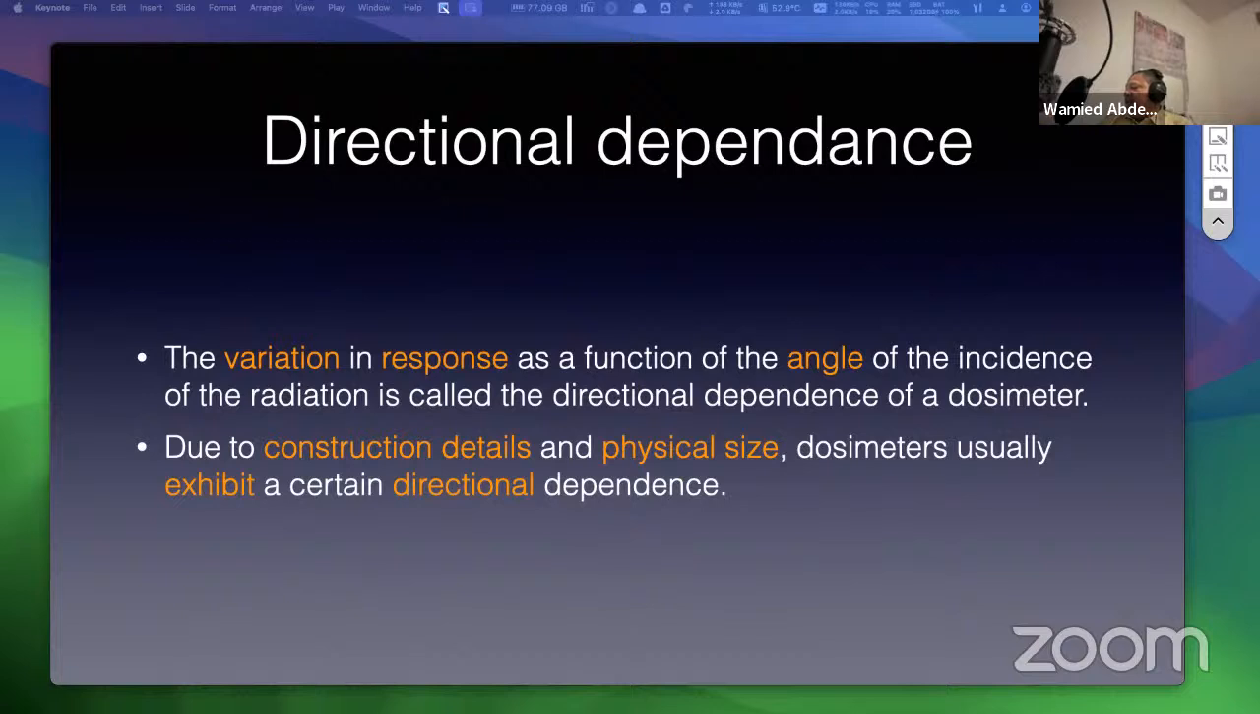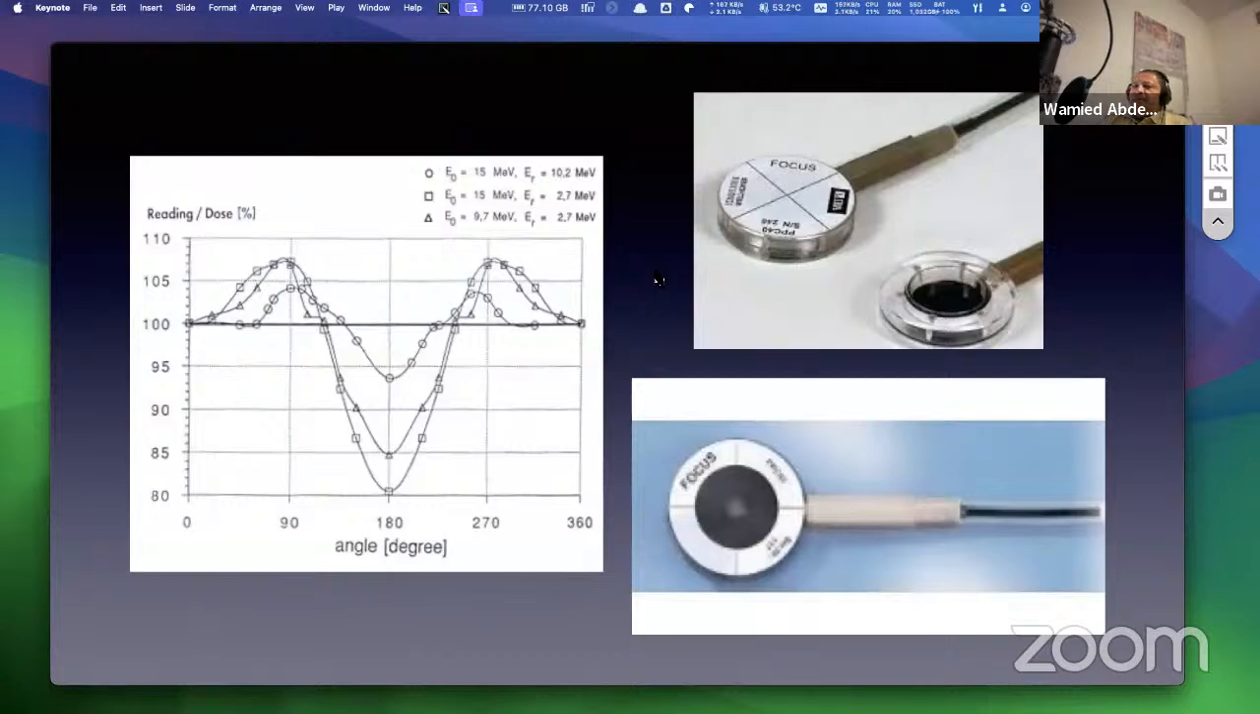And when we use that chamber to calibrate our beams, if we want to eliminate or reduce this directional dependence, it's advisable that we put the dot of the chamber towards the direction of the beam. But sometimes this is not avoidable.